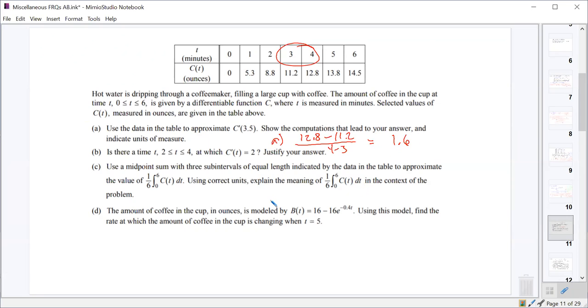And it says indicate units of measure. So we're talking about ounces for our numerator and minutes for our denominator. Good or no? What was the point value? Actually, they gave you 2 points for that. They gave you 1 point for 1.6 and 1 point for the units.